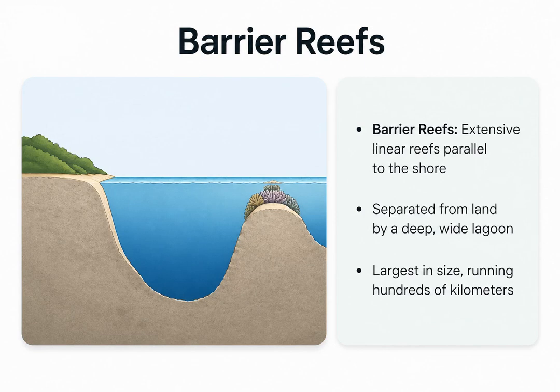Next, we have barrier reefs. Unlike fringing reefs, barrier reefs are separated from the shoreline by a wide, deep lagoon. They form extensive, linear structures that run parallel to the coast. While they are less common than other types, they are by far the largest in sheer size, sometimes running for hundreds of kilometers along a continental shelf.